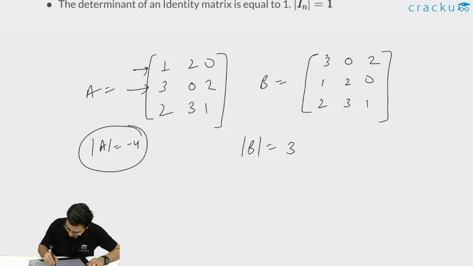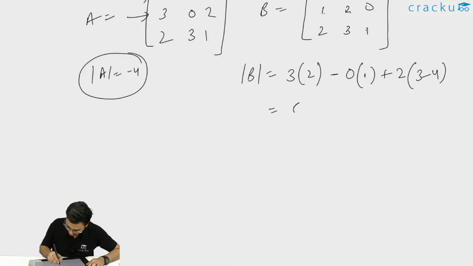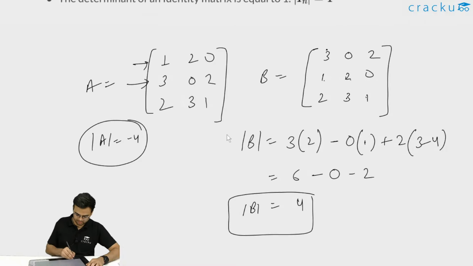Again take 3. This is 2 into 1, which is 2, minus 3 into 0 is 0. So 2 minus 0 is 2. Minus 0 into 1 into 1 is 1, minus 2 into 0 is 0. So 1 minus 0, which is again 1, plus 2 into 1 into 3 is 3, minus 2 into 2 is 4. So 3 minus 4. So this is 3 into 2 is 6, minus 0 into 1 is 0, plus 2 into minus 1 is minus 2. So 6 minus 2 is what? 4. So you can clearly see that the determinant of B is 4 and determinant of A is minus 4.